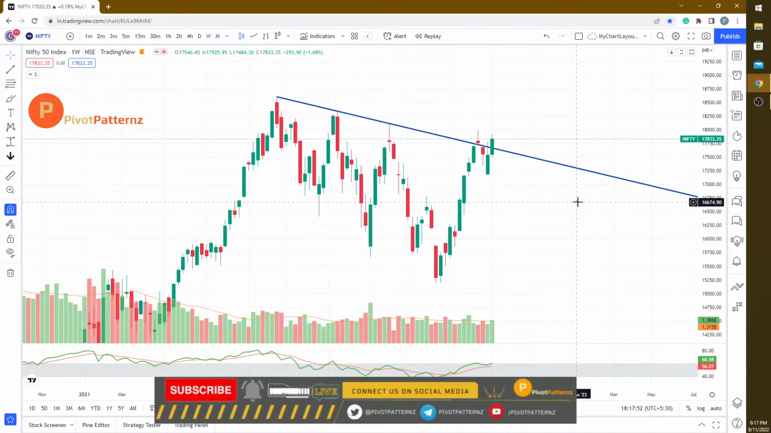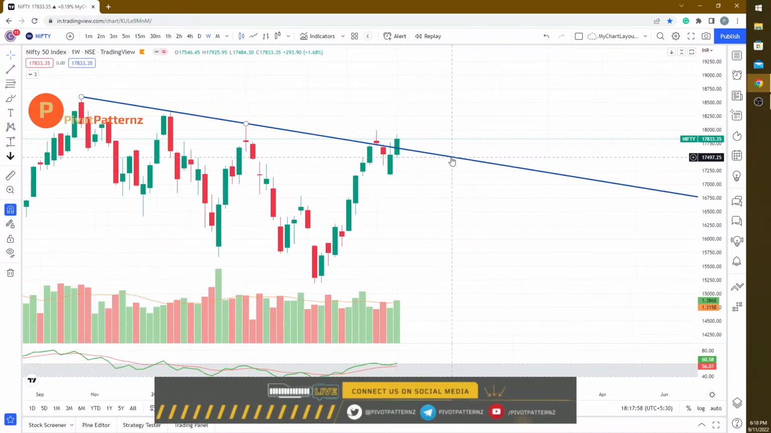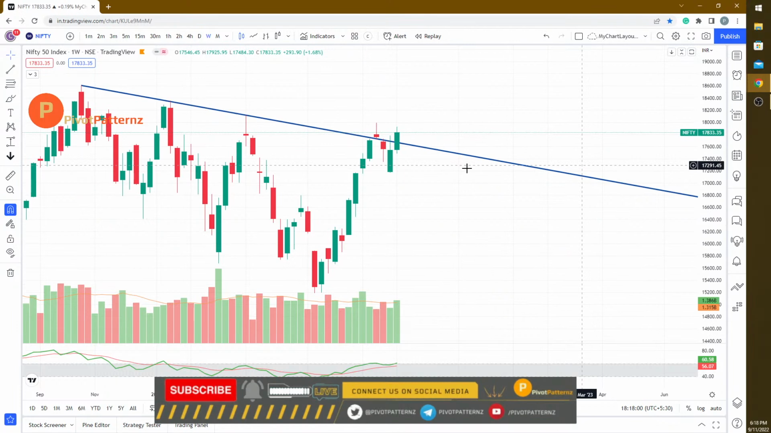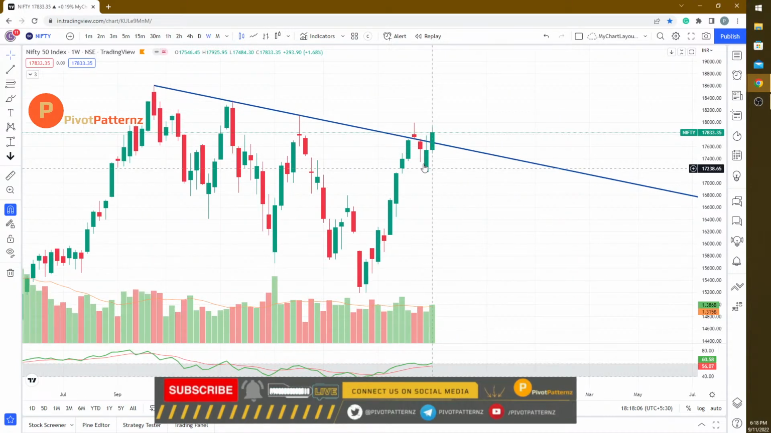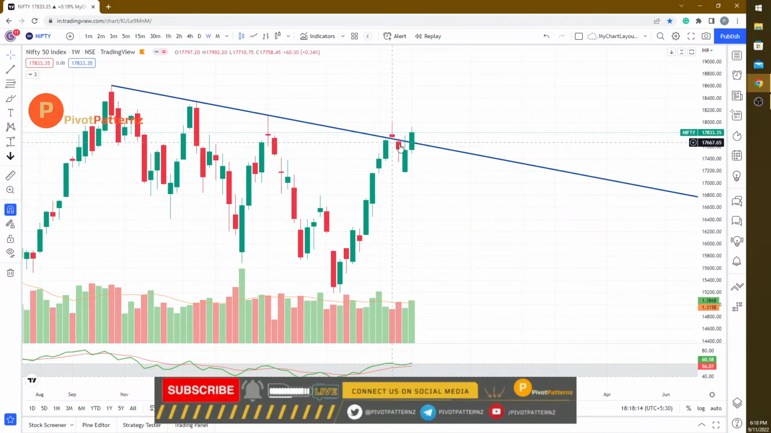So what I can see after a good rally in Nifty last week, you can clearly see there's a bullish candle being formed, and it's a continuation of where it left off last week. So this week also we are able to close above this trend line.